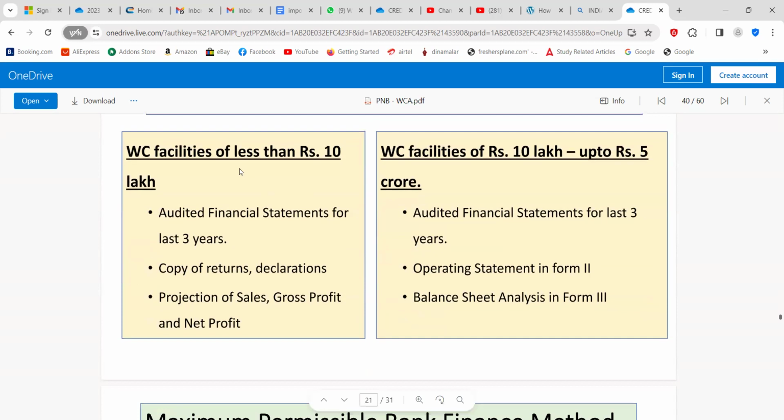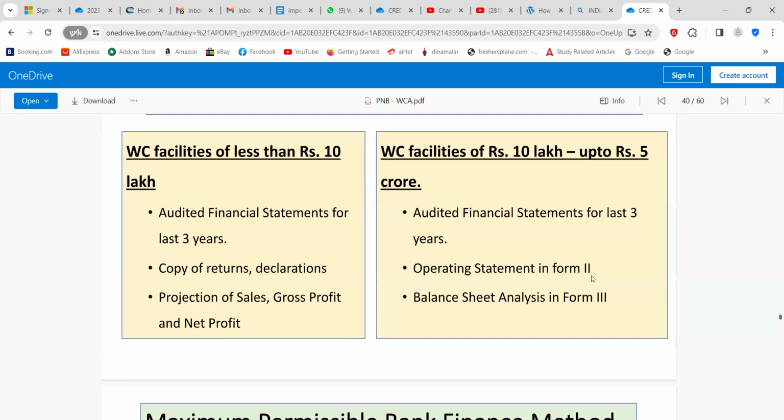Checklist of mandatory requirements. Please read this one. Working capital facilities of less than rupees 10 lakh: audited financial statements for the last 3 years, copy of returns declaration, projection of sales, gross profit and net profit. Working capital facilities of rupees 10 lakh up to rupees 5 crore: audited financial statements for the last 3 years, operating statement in form 2, balance sheet analysis in form 3.